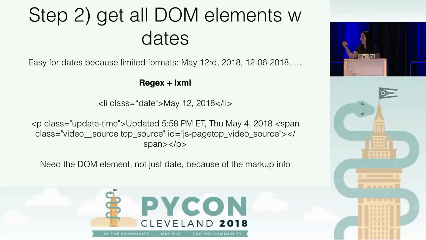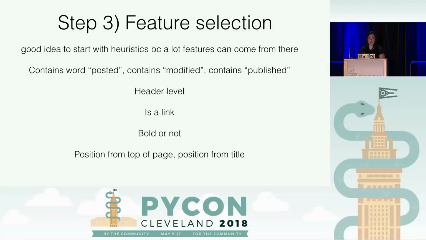We need the DOM element and not just the data itself because of the markup info that gives us a lot of useful information. So next, on all of these DOM elements, we're going to do feature selection. This is why it's a good idea to start with heuristics, because a lot of features can come from there. It just gives you an idea of what's significant, even though maybe you need machine learning to answer in what proportion. In my case, I just looked at the paper, listed their features, and that's what I did. Otherwise, it's actually a pretty hard problem in machine learning.